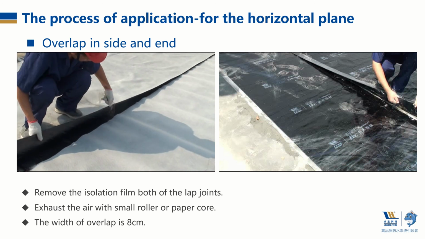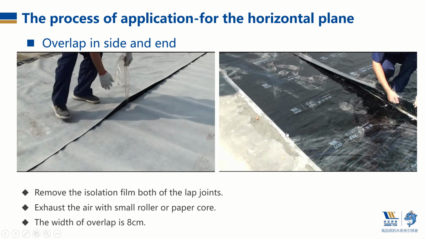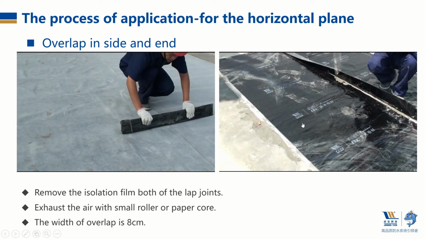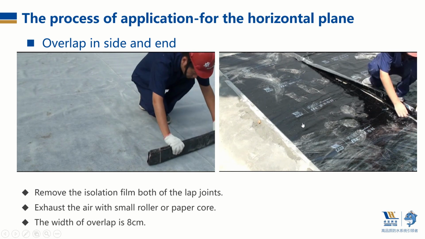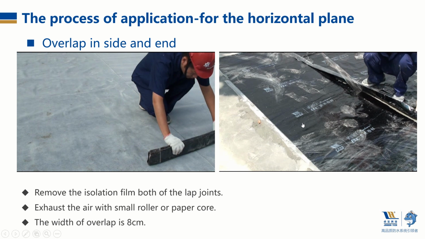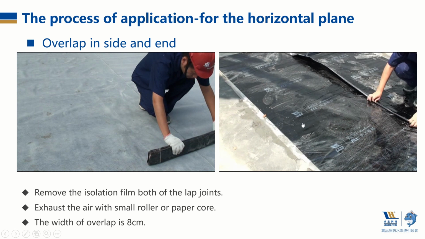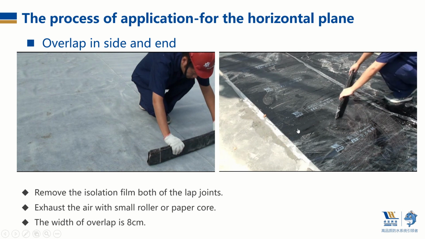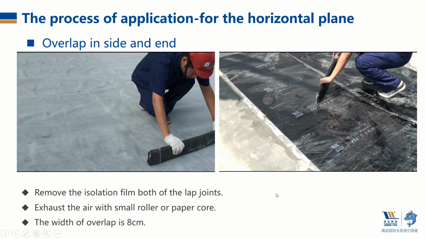Then the overlap. Remove the isolation film of both lap joints. Pay attention to the removing order. First, the lower isolation film of the upper membrane, then the upper isolation film of the lower membrane. Exhaust the air with a small roller or paper core. The width of overlap is 8 cm.